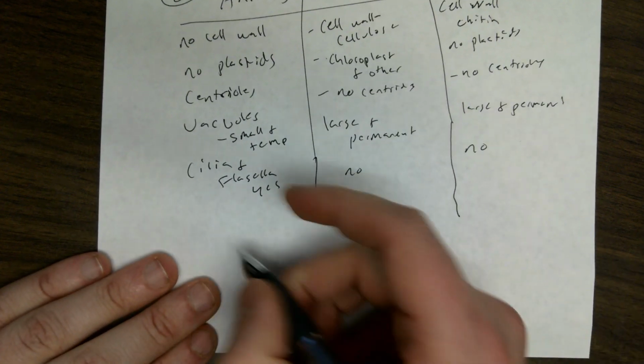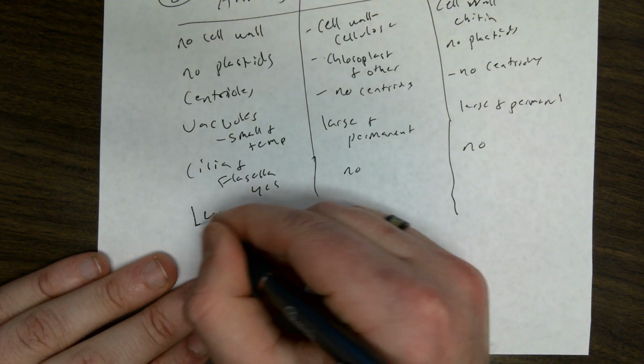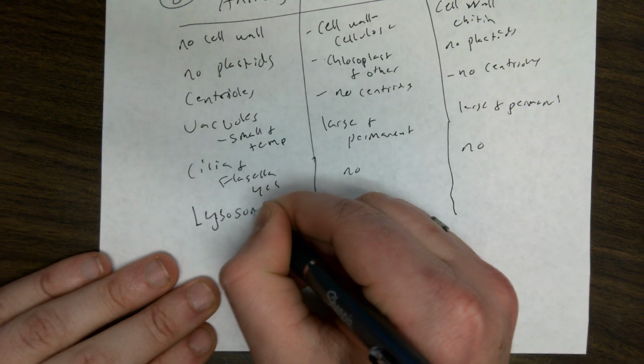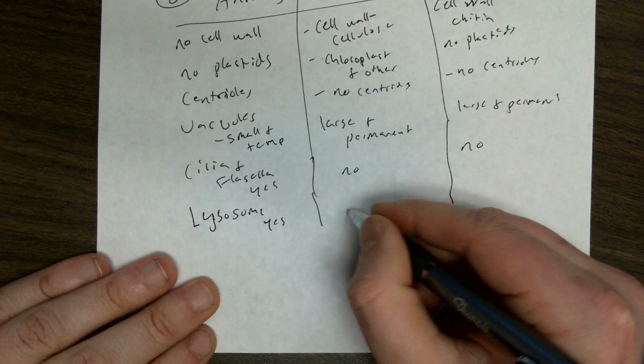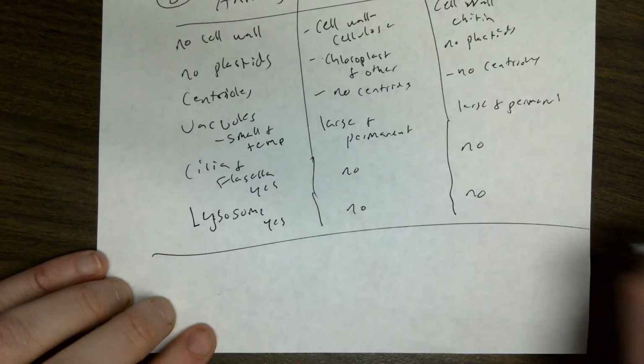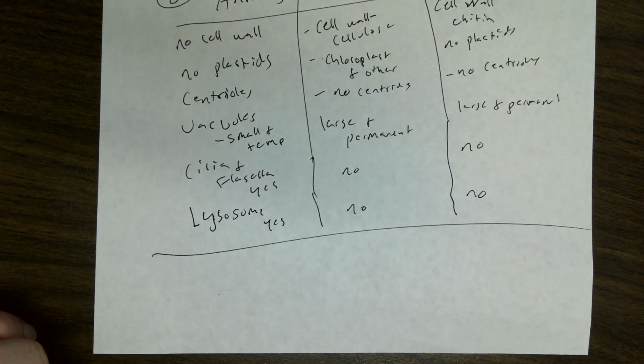All right, and then lysosome. Lysosome, remember, for digestion with lysozymes inside. Yes, no, no. Okay, great. That is a quick summary of the difference between animal, fungi, and plant cells.